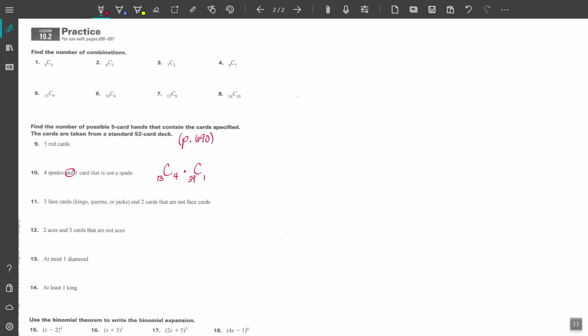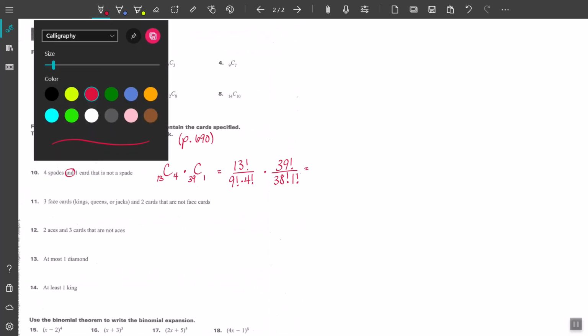So we're trying to find the combinations, the possibilities of this event happening. So we'll do our factorial of our first combination. And again, we're just following the same formula that we've been following through this whole lesson. And we're going to multiply that by the second combination. Okay, so let's do some canceling before we move on.